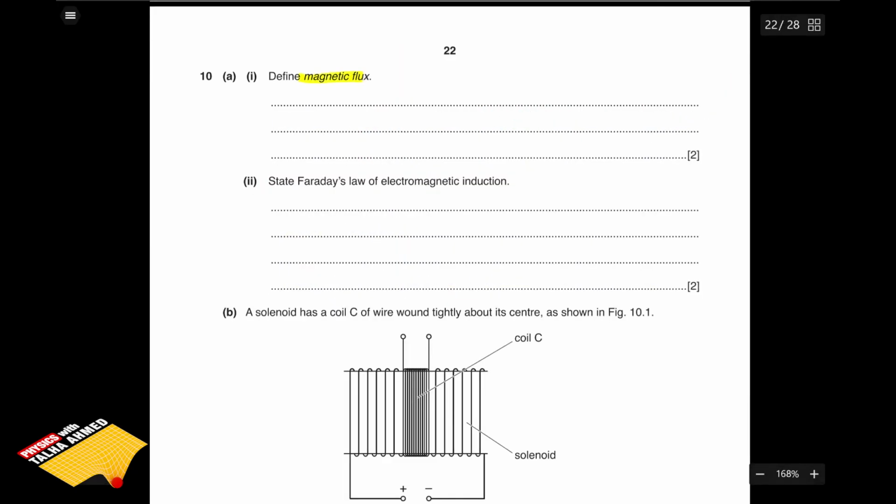Okay, question number 10 now. First part says define magnetic flux. So, magnetic flux is just a product of two things. One is B, the other one is A. B is your magnetic flux density, which is calculated in Tesla. The other thing is your cross sectional area through which that magnetic flux is passing.